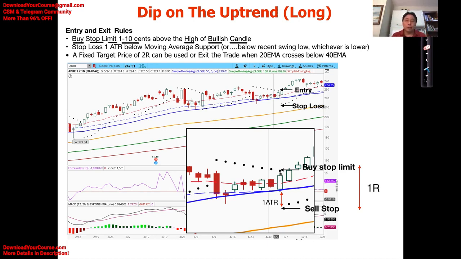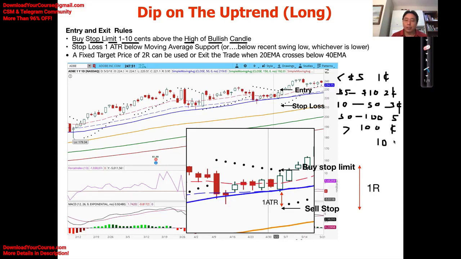Now I've mentioned this in level 1 of the course, it depends on the price of the stock, right? So for example, if the price of the stock is less than $5, you could put the buy order 1 cent above the high of the last candle. If the stock's price is between $5 to $10, you could use 2 cents. If it's $10 to $50, you could use 3 cents. And if it's between $50 to $100, you could use 5 cents. And above $100, you could use 10 cents or more. So that's just a rough guide.